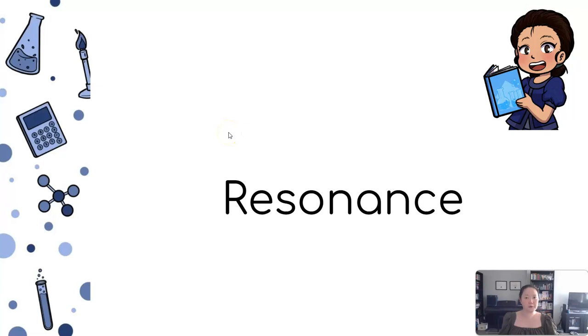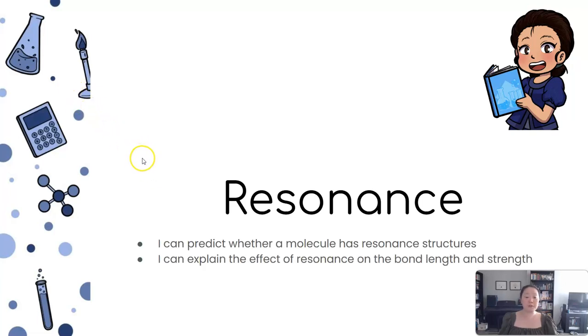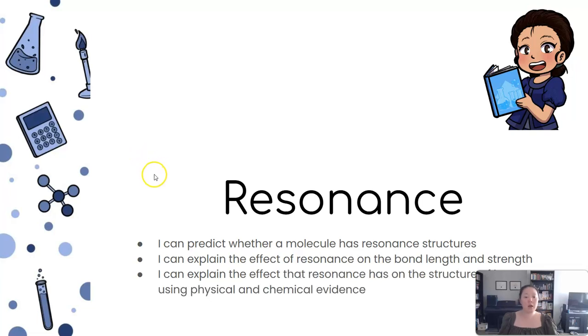Hello folks, and welcome to this lesson on resonance. By the end of this lesson, you should be able to predict whether a molecule has resonance structures, explain the effect of resonance on bond length and strength, and explain the effect that resonance has on the structure of benzene using physical and chemical evidence.